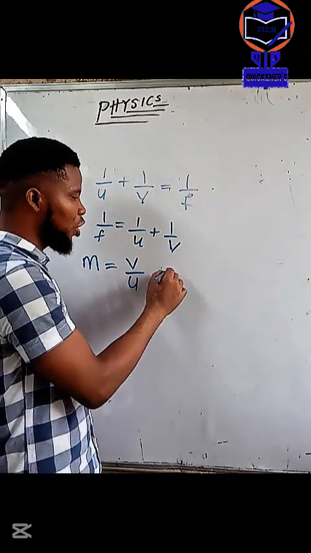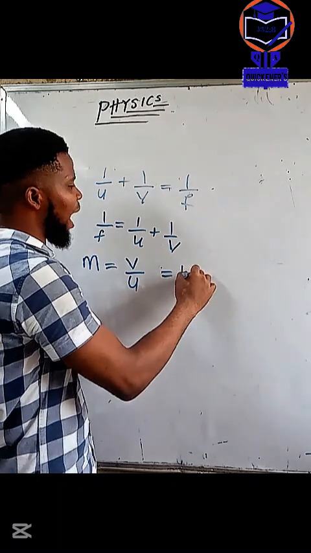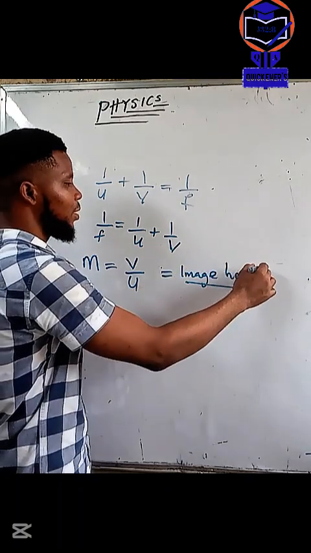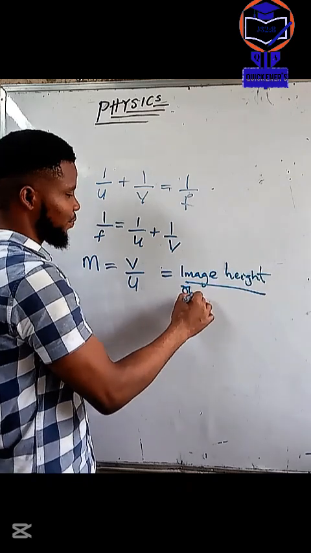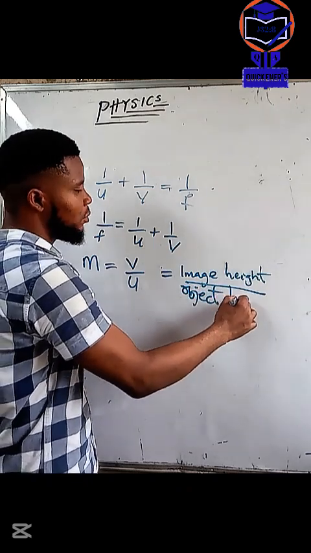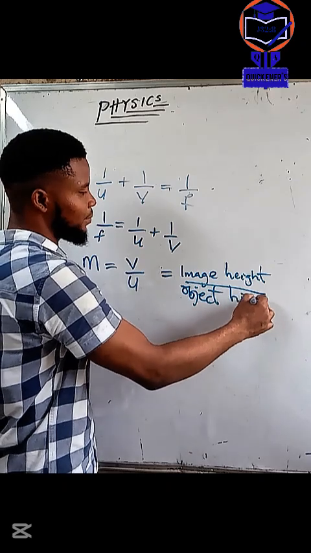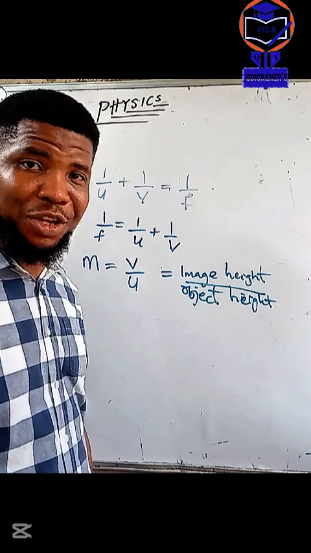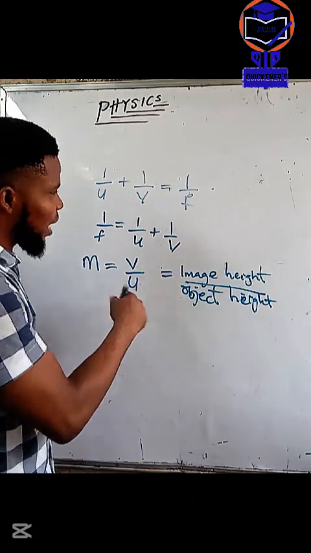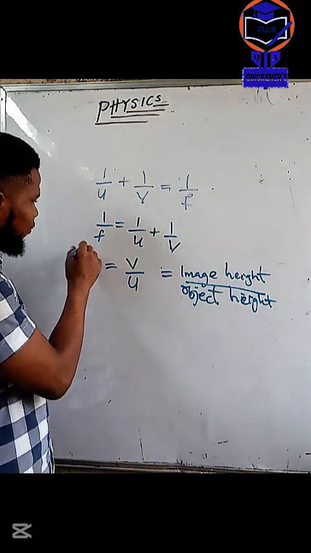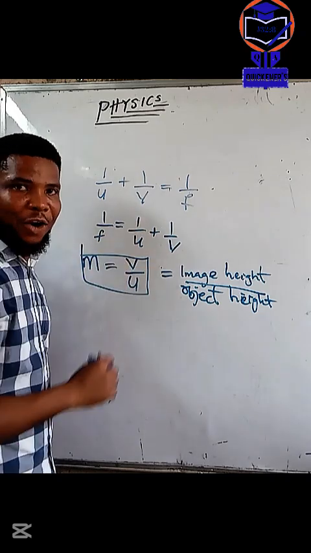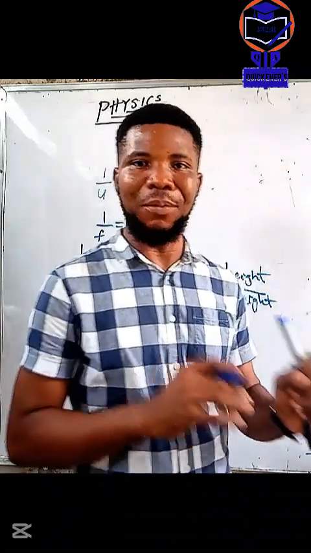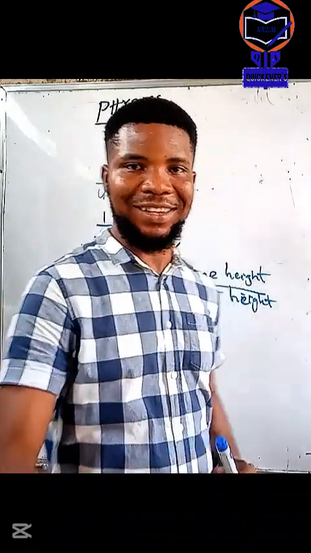Alright? And magnification is also image height over object height. Do you understand that? So we can use image height over object height as our magnification. So when we look at this whole thing, we discover that this formula can form part of our general equation. So these are the formulas you need to use to get your answers, okay?